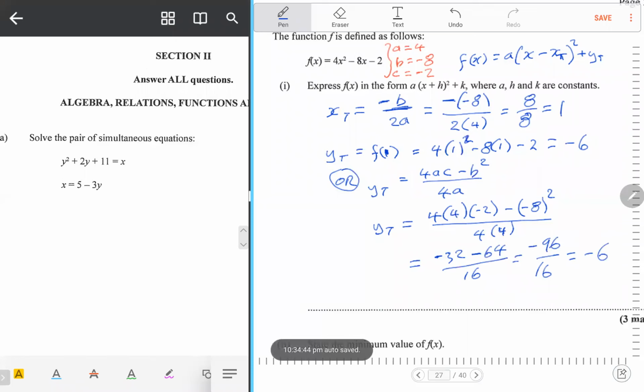So you see, when you get a whole number for your xt, this method is easier than having to do all of this calculation. All right, so that's why you have to learn those two ways. If you get a fraction for your xt, then that is when you use the formula method. So in any case, the xt is that value.